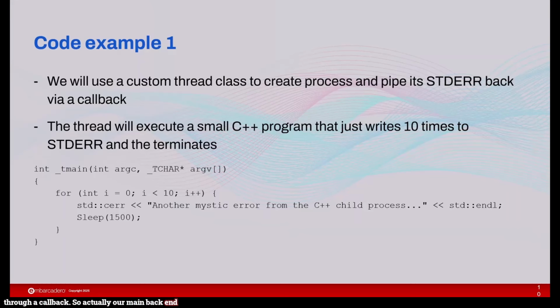So our main backend would know when a process within its control object, or job object, would fail, and that way we could contain the whole application. In this example, I'll just execute a small C++ program that writes 10 times to the standard error pipe, and then terminates. That will also show the early termination of the process without the main program having terminated it.